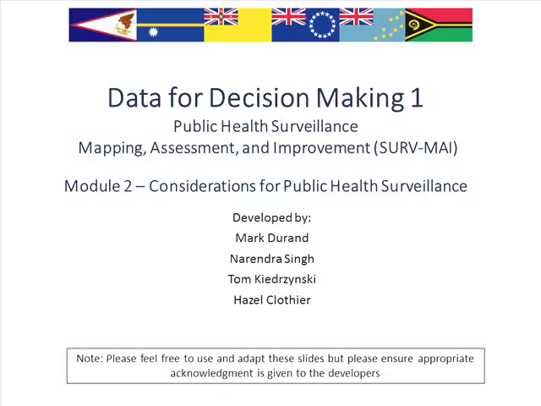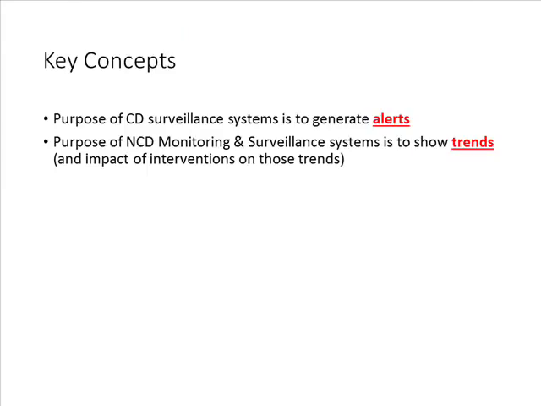Slide 18. What makes a good public health surveillance system? Slide 19. We begin with key concepts. The purpose of communicable diseases surveillance systems is to generate alerts. The purpose of NCD monitoring and surveillance systems is to show trends, and impact of interventions on those trends.